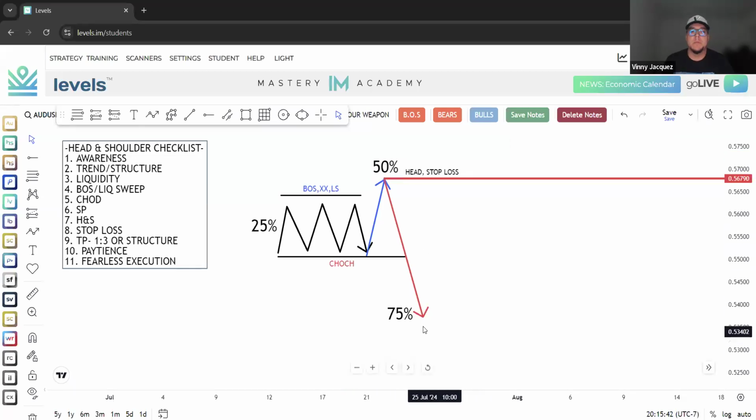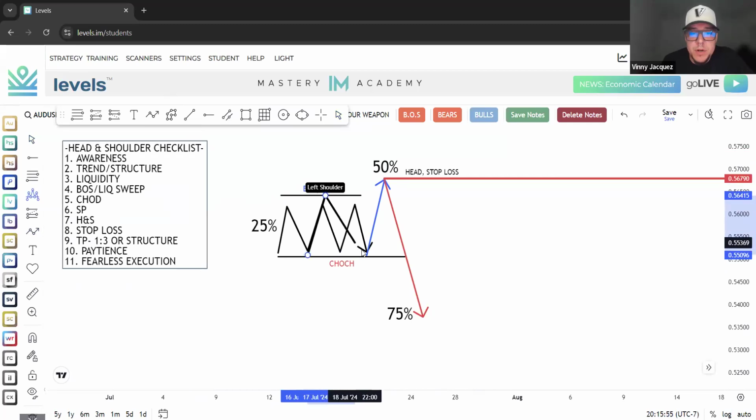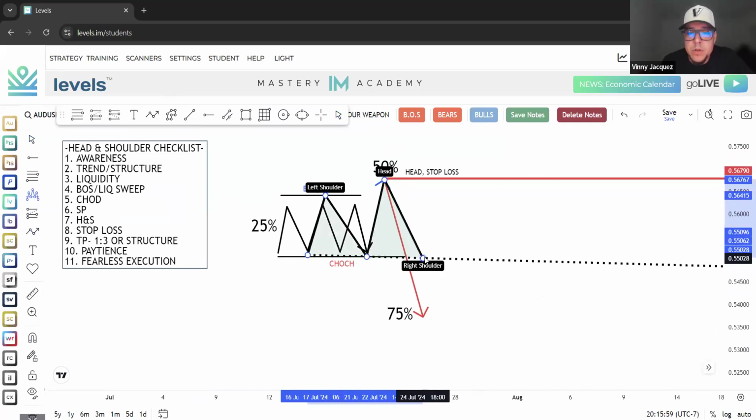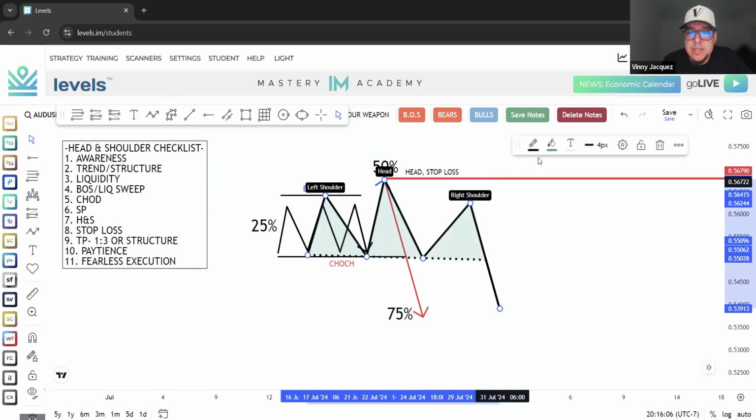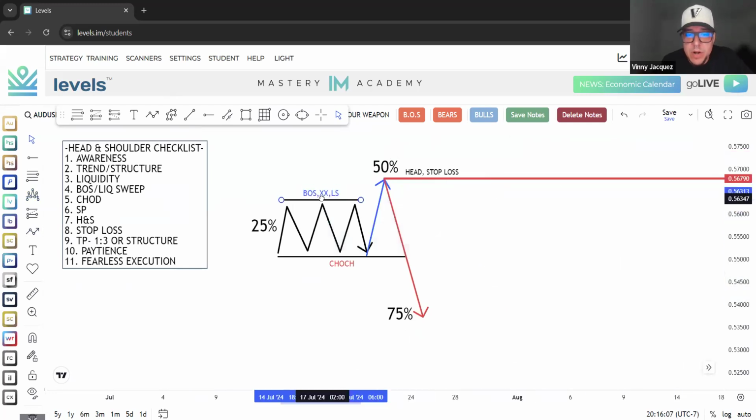Boom. Awesome. Now, guys, my right shoulder. If this is my left shoulder, and this is my head, I need the right shoulder to come back into this same area. I need the market to come right back to the same area. So we have a left shoulder already, we have the head. The right shoulder completes the setup.